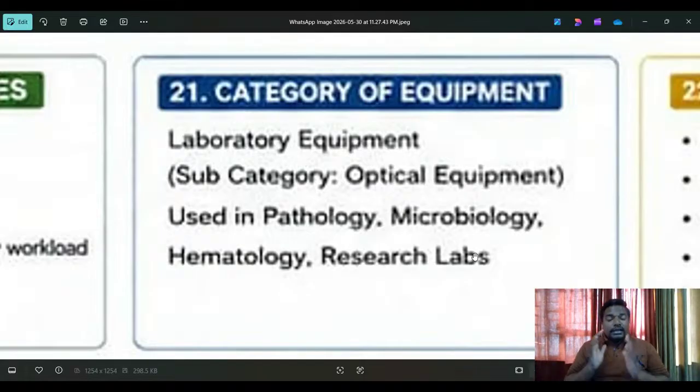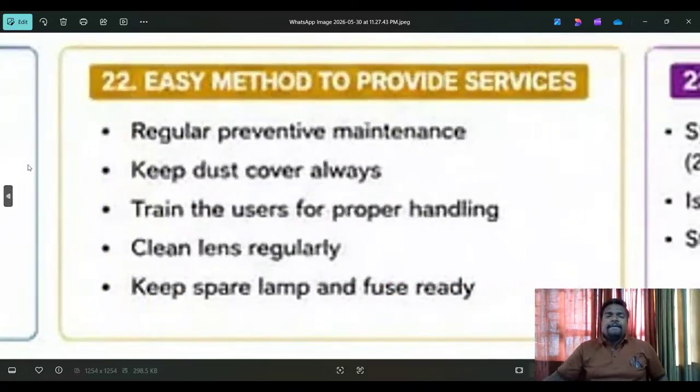Okay, so in the market, different types of microscopes are available in the relevant healthcare sectors. Today I am explaining only the binocular microscope, because the binocular microscope is mostly available in hospitals. Okay, 100 out of 100 percent available in hospitals. Right. Next, 22 points here.